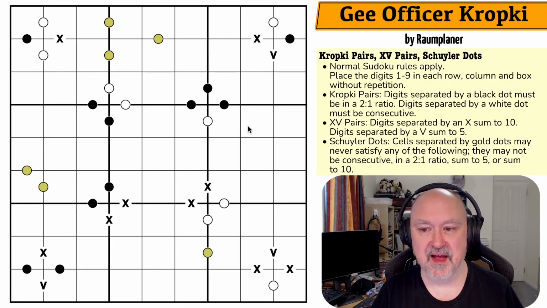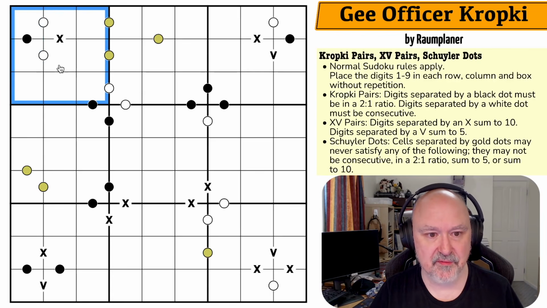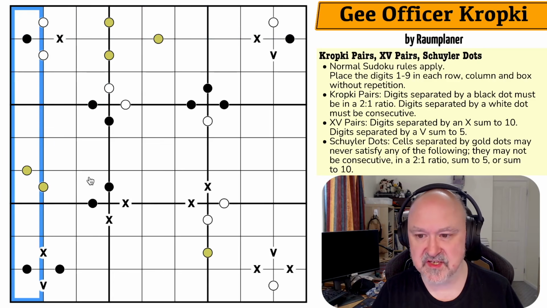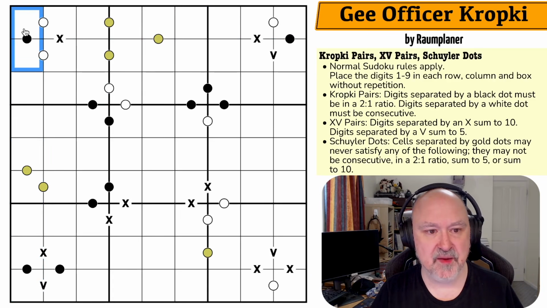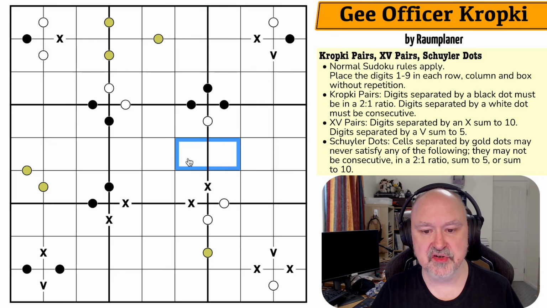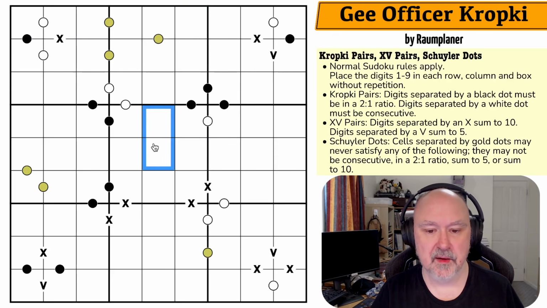So what do we have? We have normal Sudoku rules apply. So in every box, in every row, and in every column, the digits 1 to 9 must be placed without repetition. We have Kropki pairs. So digits separated by a black dot must be in a 2-to-1 ratio, or one is double the other. Digits separated by a white dot must be consecutive. And pairs means that other cells without a dot may be in a 2-to-1 ratio or consecutive. It's perfectly fine for that.